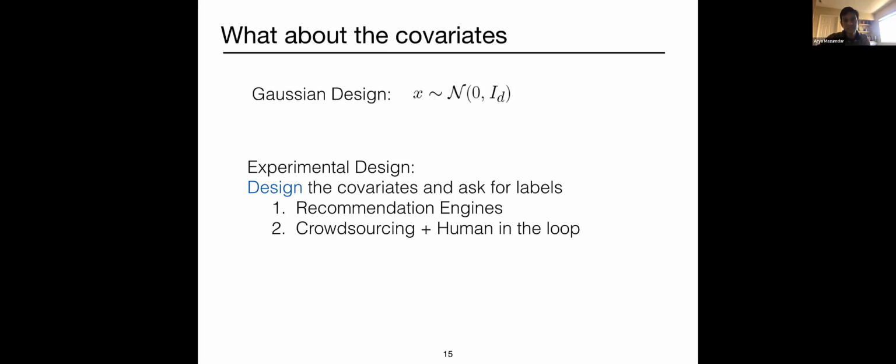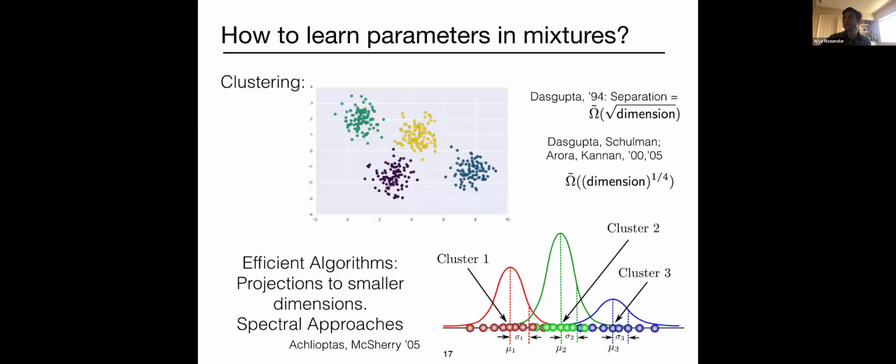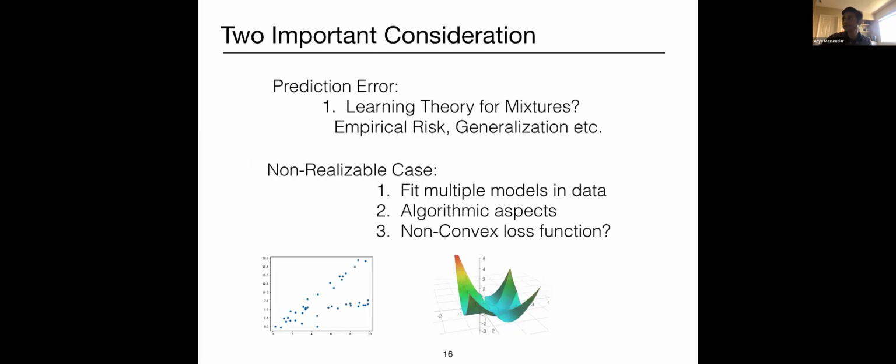So Gaussian design, X is just Gaussian, or it can be some other random vector. Experimental design, I have control over how I want to choose X, and I'm going to talk about the experimental design thing quite a bit because it's a new thing. So I will explain how things are going to work. Now when we are talking about supervised learning, there are two important considerations that we may not be looking at in this talk, but that's worth considering.